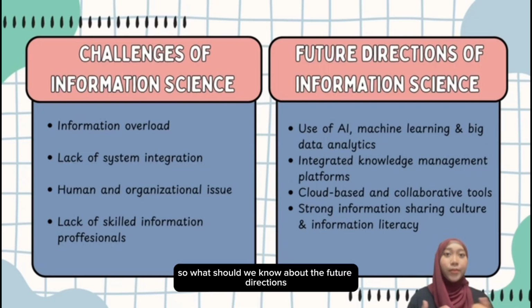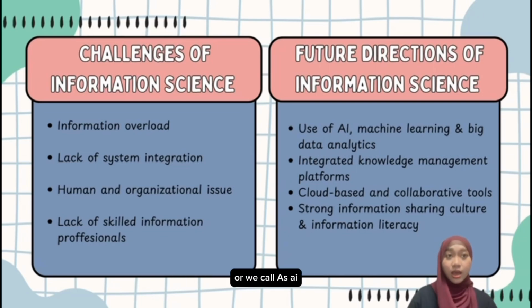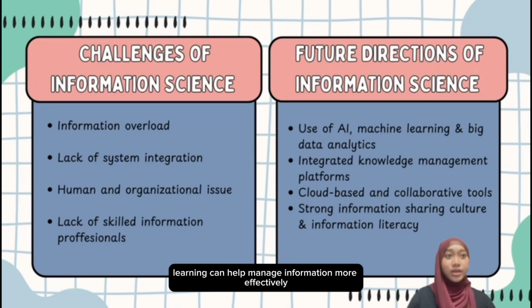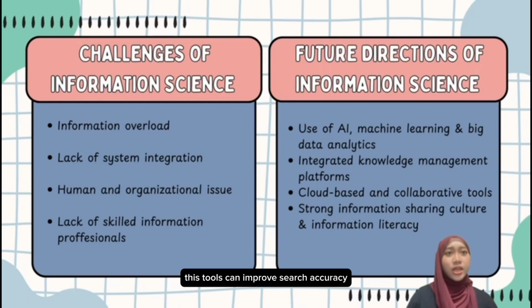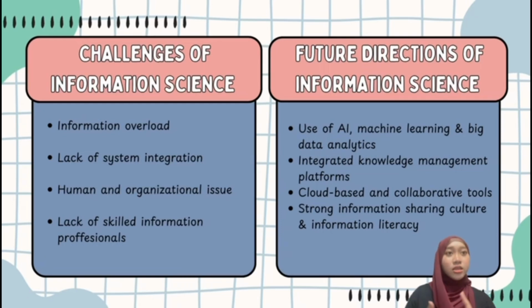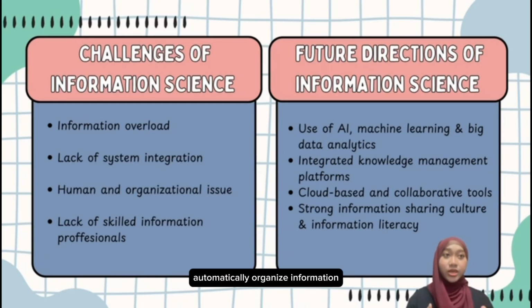So, what should we know about the future directions? In the future, technologies such as artificial intelligence, or AI, and machine learning can help manage information more effectively. These tools can improve search accuracy, automatically organize information, and reduce information overload.